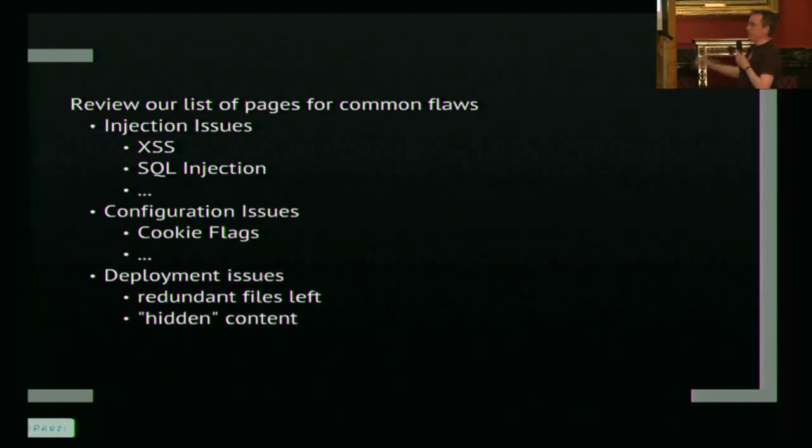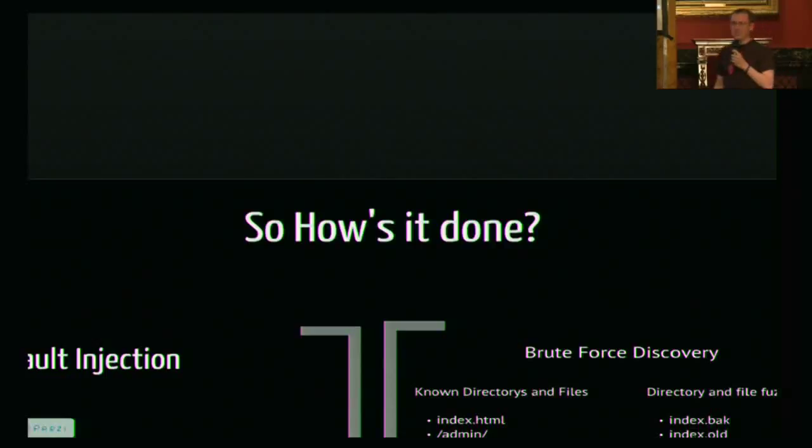What type of things are you trying to hit? Cross-site scripting, SQL injection, so input validation issues. Configuration issues, those are really easy to find. So things like you haven't set cookie flags, that tends to be really obvious. And deployment issues, so people leaving redundant files as part of the deploy, that's depressingly common. You'll see things like something.old, something.bak. And those are great because the interpreter doesn't hit them, so you get the raw source code back. Handy for a tester.